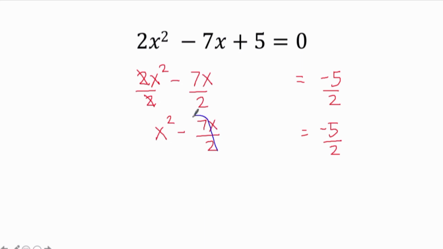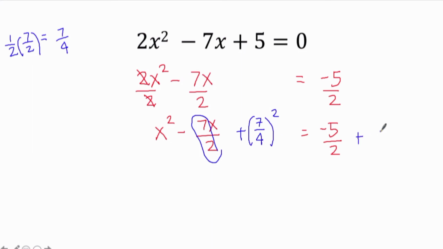And then our b now is this part. We need to get 1/2 of 7 halves. So what is 1/2 times 7 halves? That is equal to 7 over 4. That 7 over 4 is what we need to add here. 7 over 4 squared. Since we add 7 over 4 squared at the left, we are going to do the same thing at the right side. So we add 7 over 4 squared.